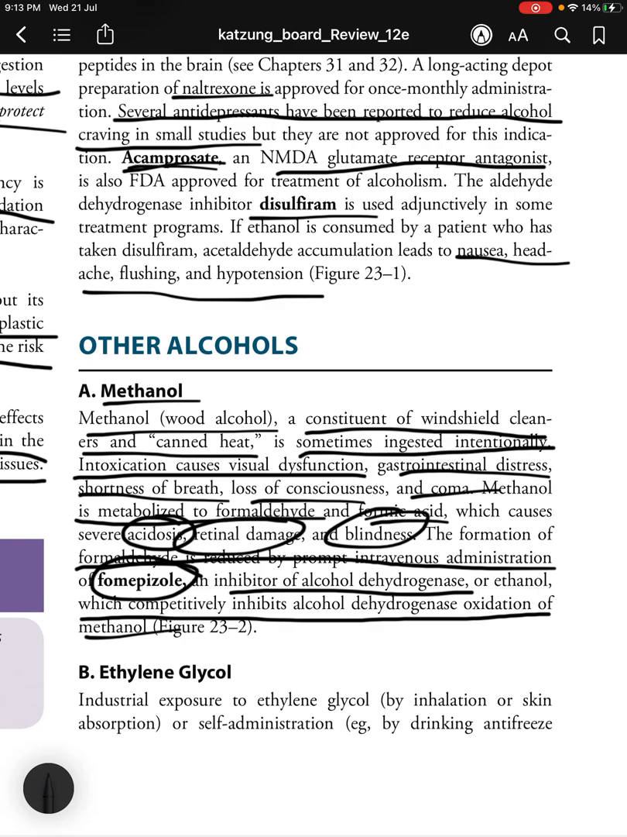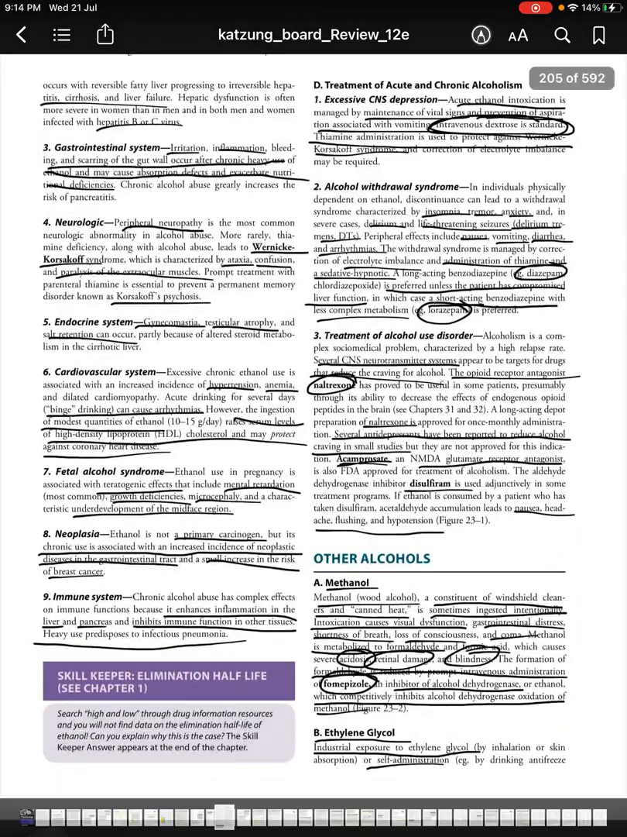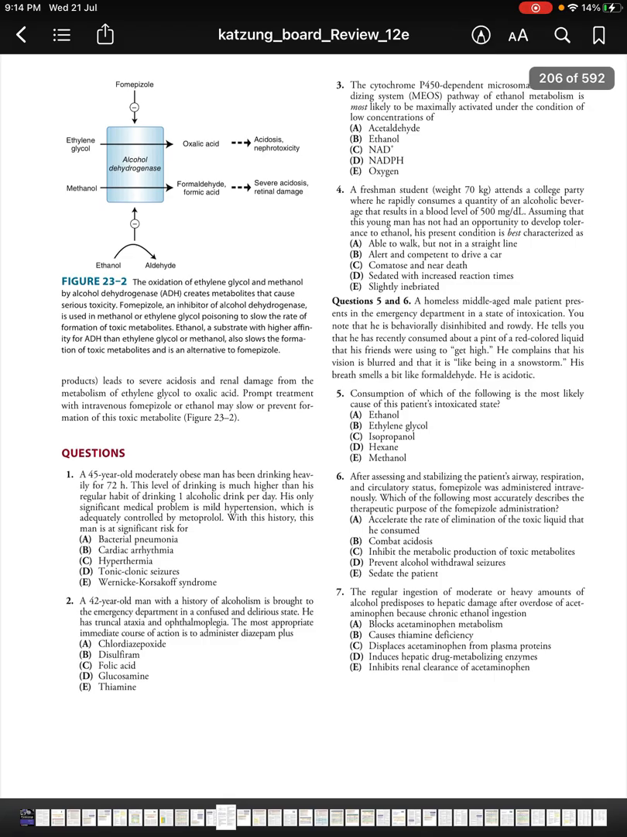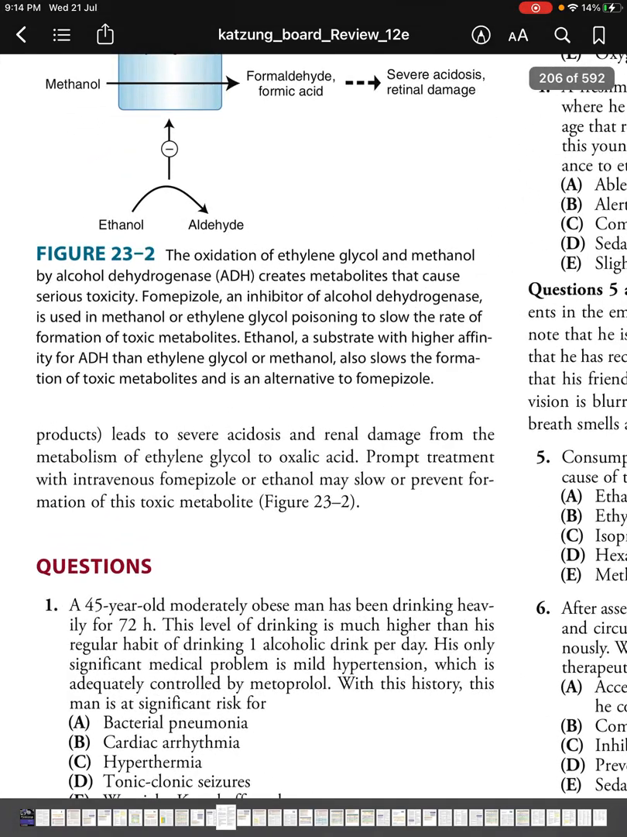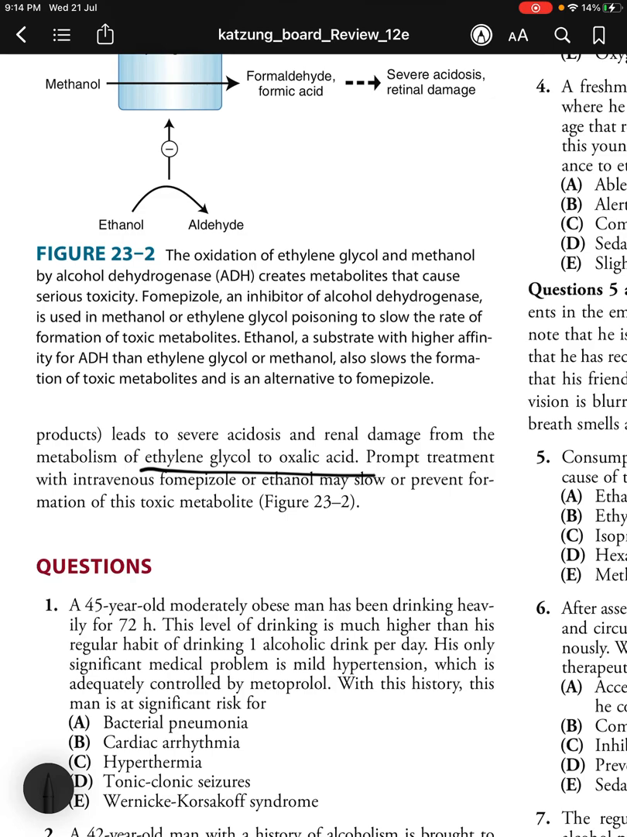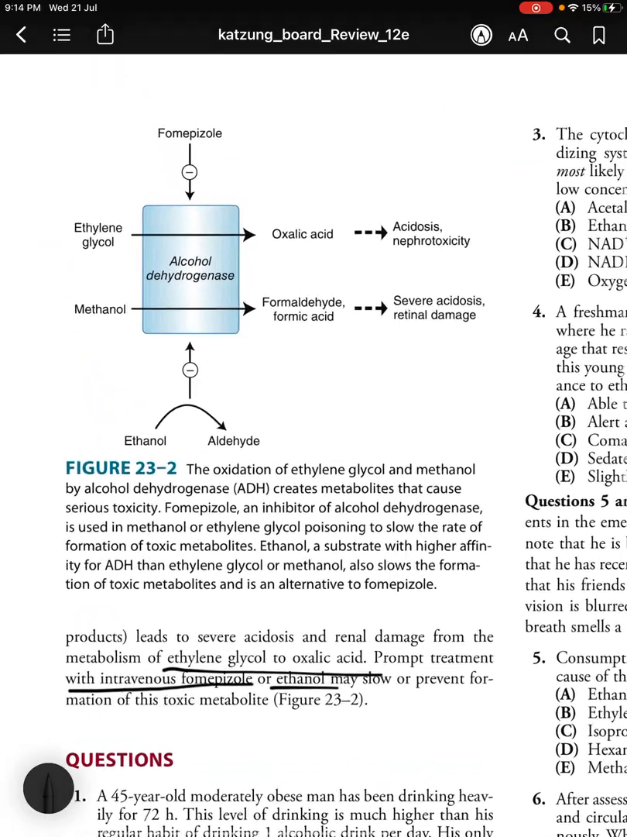So, when you know a person has consumed methanol, immediately give ethanol or fomepizole. Sorry, ethanol is a competitive inhibitor, and fomepizole is an inhibitor of alcohol dehydrogenase. Next, ethylene glycol. So, industrial exposure to ethylene glycol by inhalation or skin absorption, or self administration by drinking antifreeze products, leads to severe acidosis and renal damage from the metabolism of ethylene glycol to oxalic acid. Prompt treatment with intravenous fomepizole or ethanol may slow or prevent formation of this toxic metabolite.